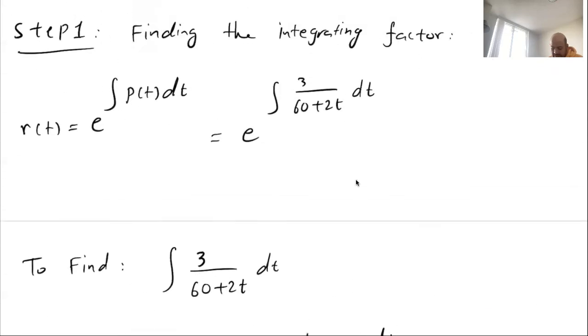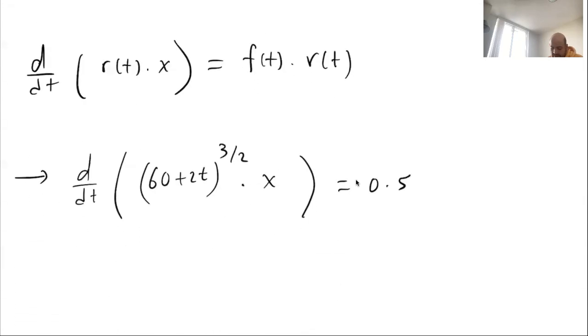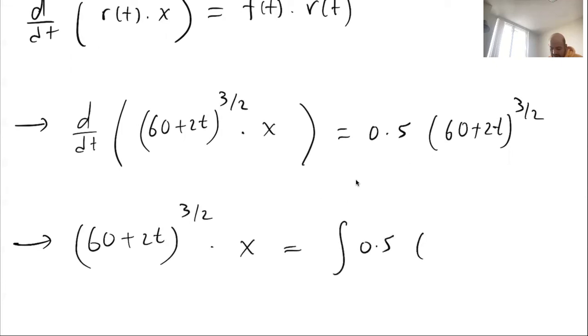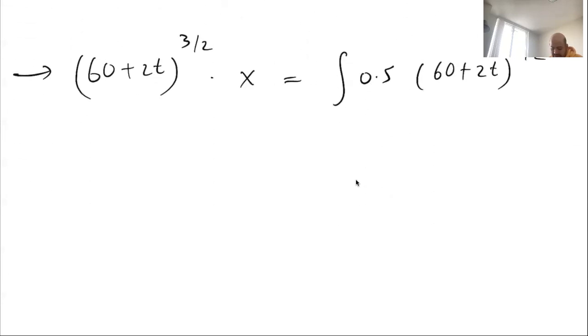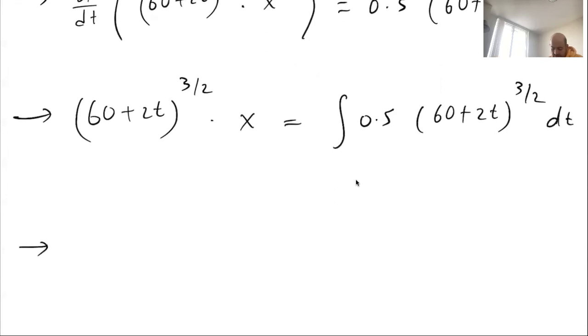f(t) here is 0.5. So 0.5 times (60 + 2t)^(3/2). And therefore (60 + 2t)^(3/2) times x equals the integral of 0.5 (60 + 2t)^(3/2) dt. And therefore x will be equal to, okay, first let's find that integral.